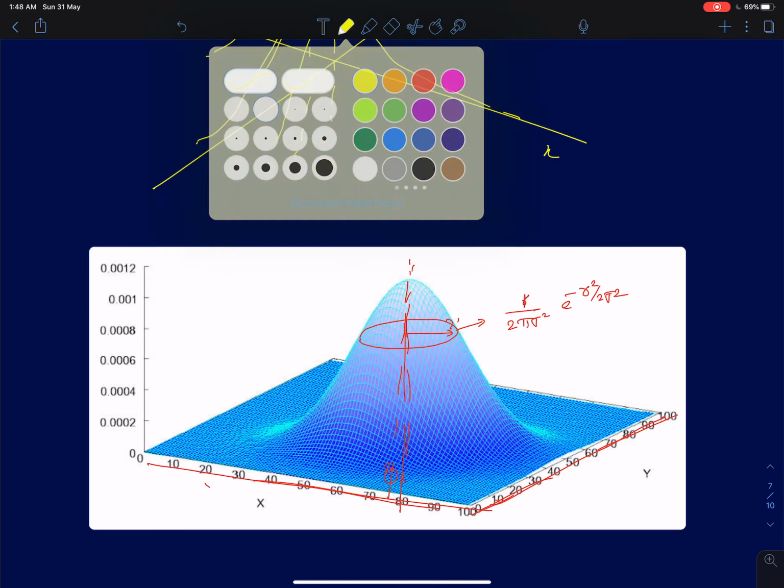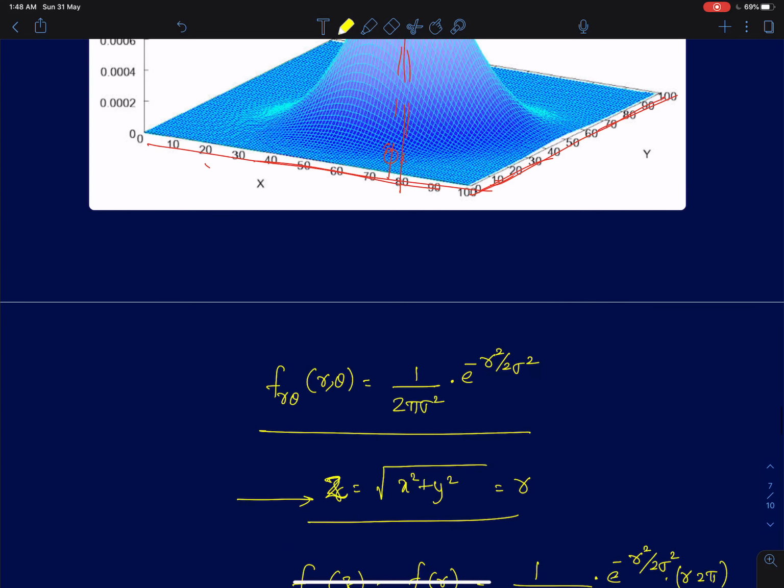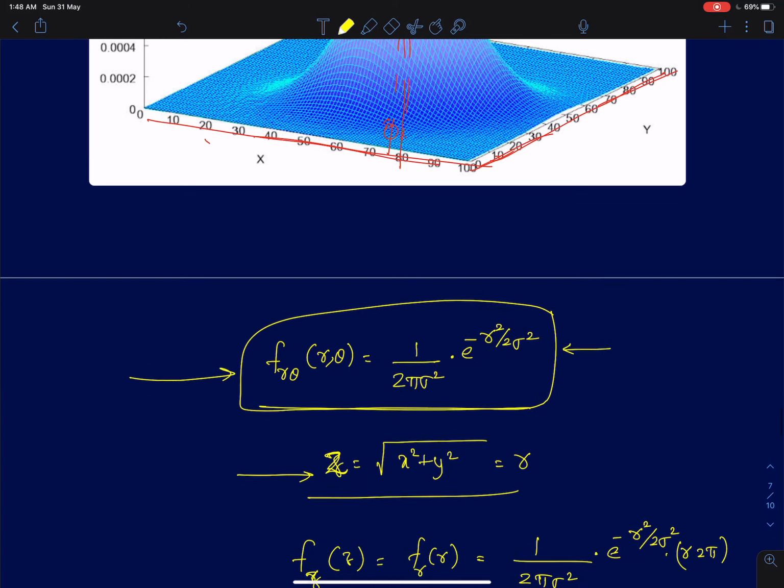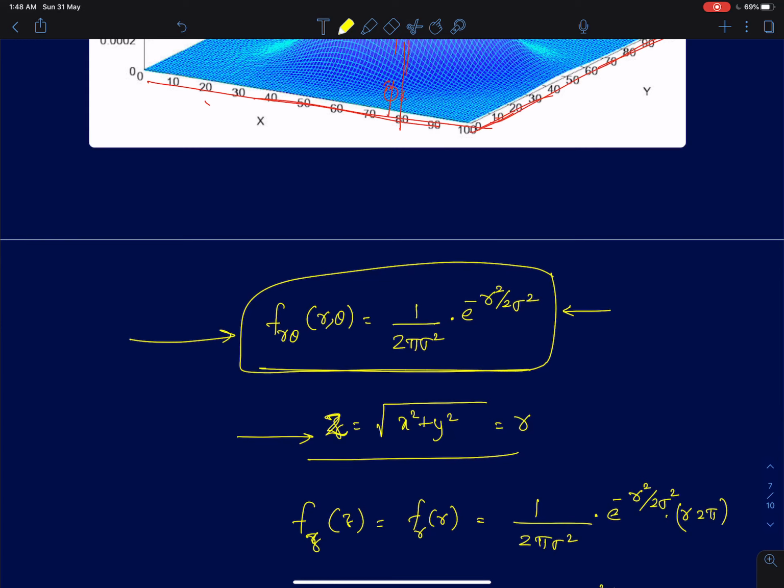Keeping these two points in mind, we will now look at this function, the joint density function of two Gaussian random variables x and y, written in polar form. Now I'll define a new variable called z, which is root of x square plus y square, that is nothing but r of the r theta plane. Here x and y are two Gaussian distributed random variables. I am just squaring, adding the two and taking a square root. That z, if you notice carefully, is nothing but r in the r theta plane.